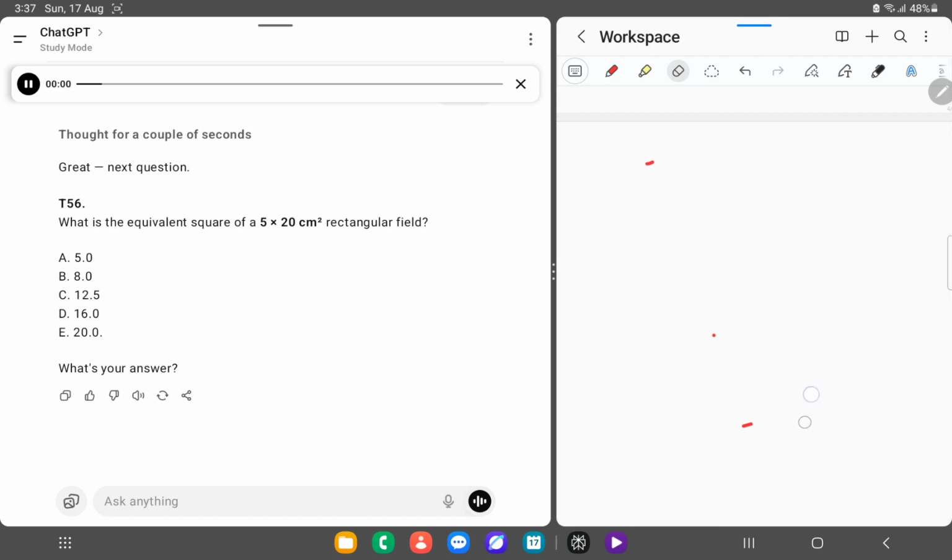Great. Next question. T56. What is the equivalent square of a 5 by 20 centimeter rectangular field? A 5.0, B 8.0, C 12.5, D 16.0, E 20.0.